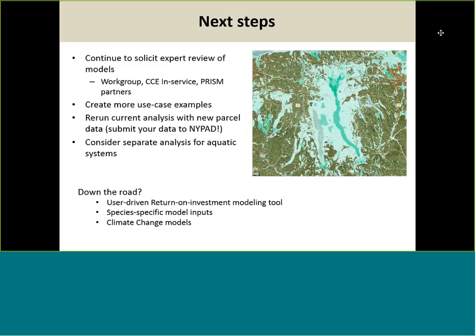So these maps so far are generalized. They are not species-specific, but we could perhaps fine-tune these on a species-by-species basis, as we have that information available. And it would also be great to incorporate some of the climate change models that are available. I know that TNC put together a climate resilience or nature resiliency mapping, looking at climate change factors, and so something like that would be wonderful to incorporate into this.